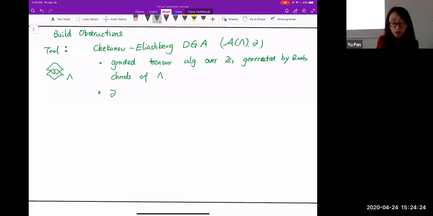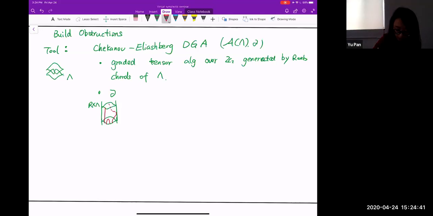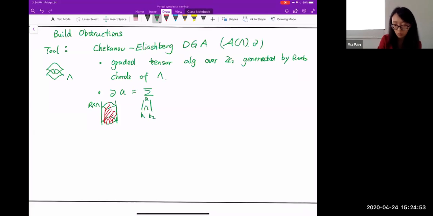And there's also a differential. The differential counts holomorphic disks in the symplectization with boundary on R cross lambda. In the differential, we first count all the rigid holomorphic disks, and then we map the positive puncture to the product of negative punctures. Anyway, d squared equals zero, so you can view this DGA as a chain complex with algebra structure. Therefore, you can compute the homology of that. Since the DGA itself is a certain type of invariant, the homology is also an invariant.